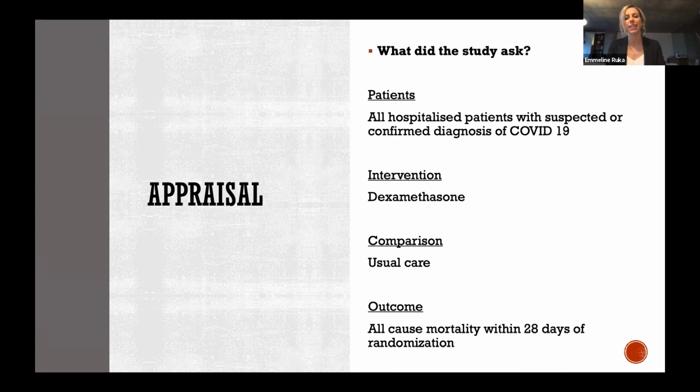And just to give you an idea, DEX 6 milligrams is prednisone 40 milligrams. The comparison was usual care. Again, what is the usual care? We don't know yet. And the outcome was all-cause mortality at 28 days after randomization.